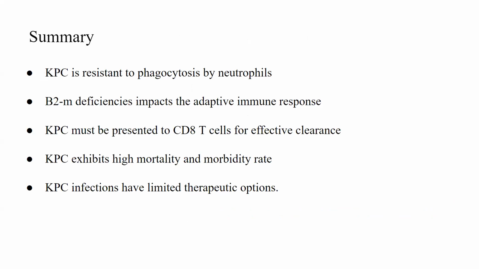So to recap, KPC is resistant to phagocytosis by neutrophils, and beta-2M deficiencies do impact the adaptive immune response because it's part of the MHC1 receptor. This MHC1 receptor is required for CD8 T cell activation. The research does indicate that if the beta-2M component is not present in the MHC1 receptor, it does increase the susceptibility to bacterial infections, letting us know that a non-functioning MHC will end up having more infections. KPC must be presented to CD8 T cells for effective clearance.